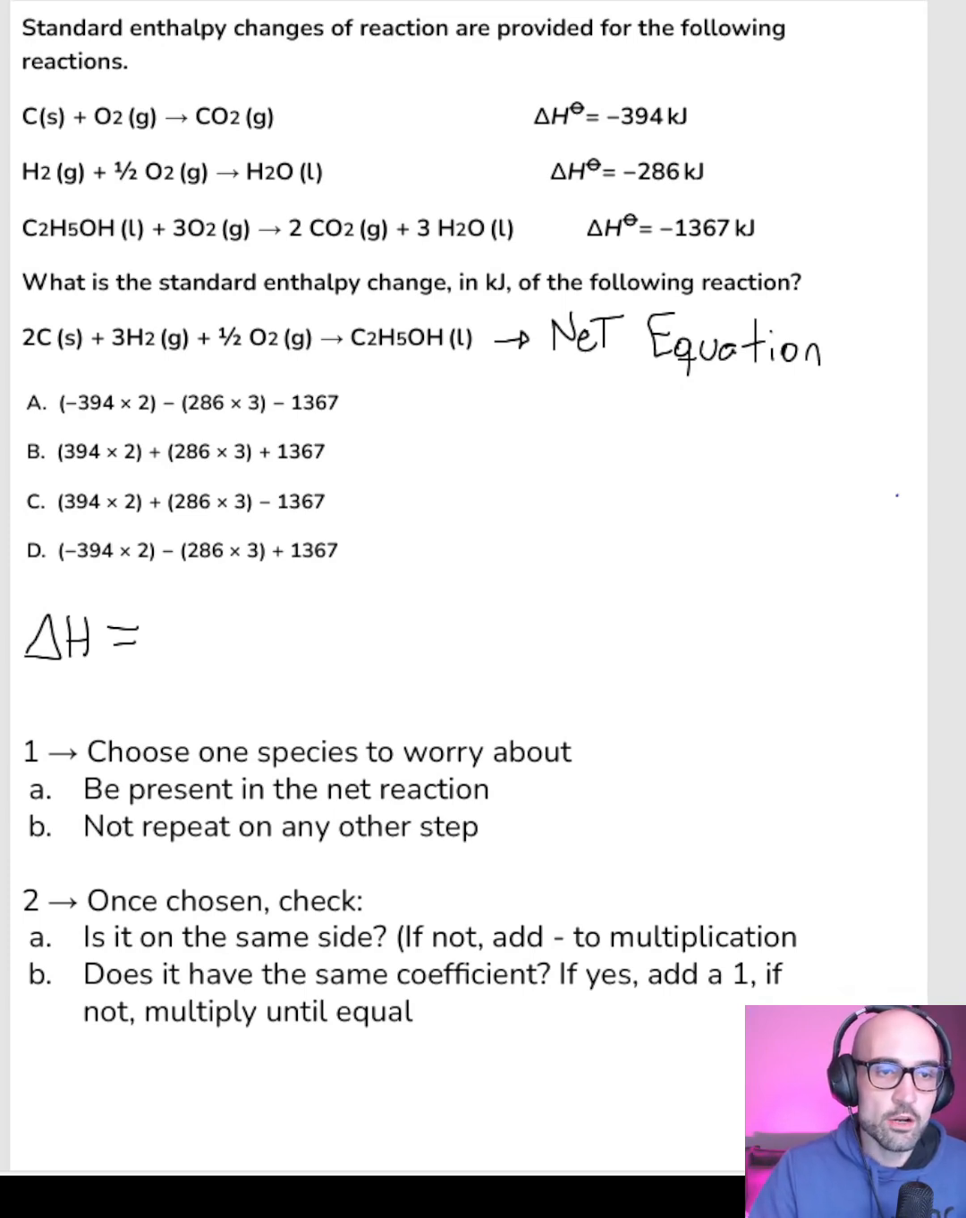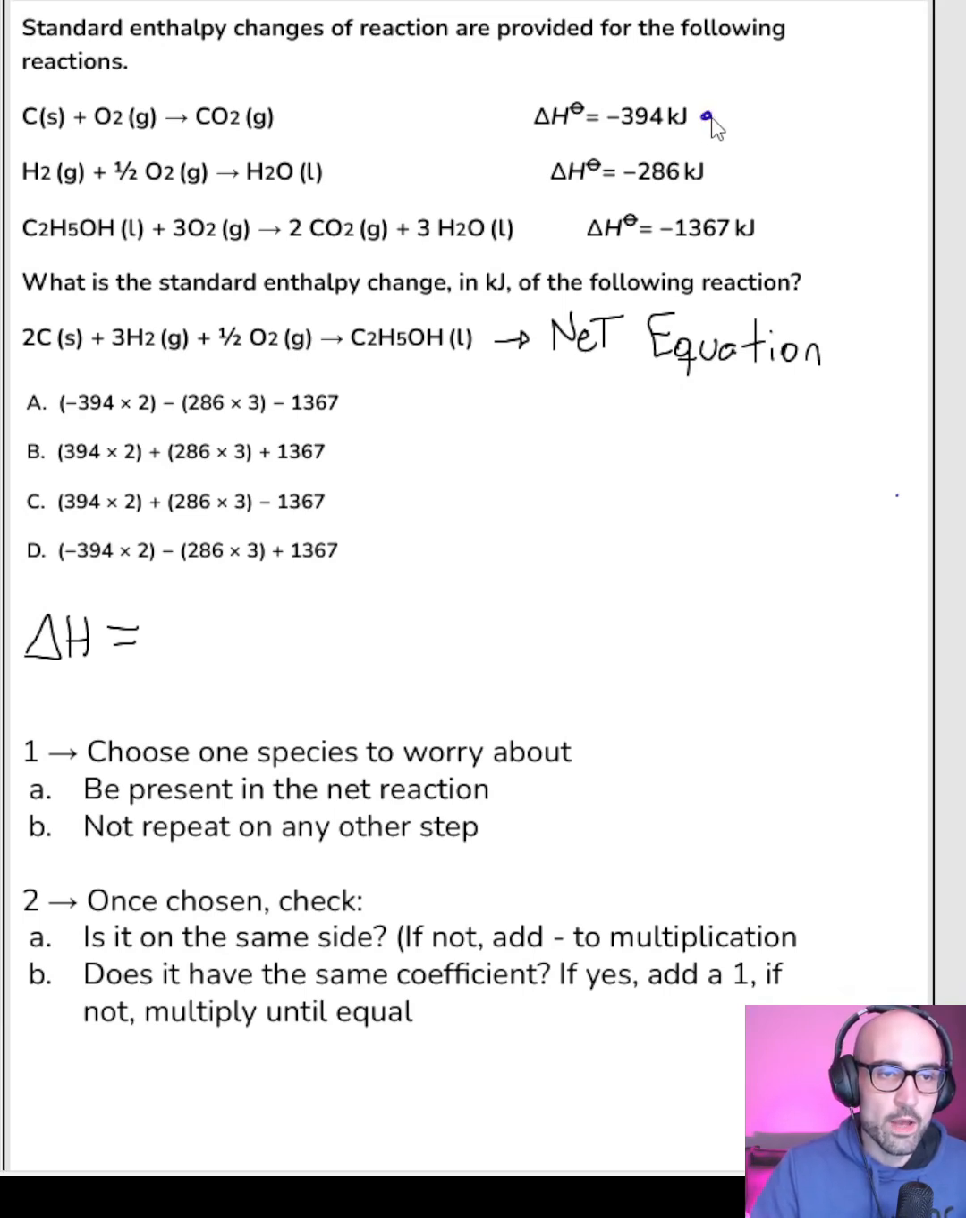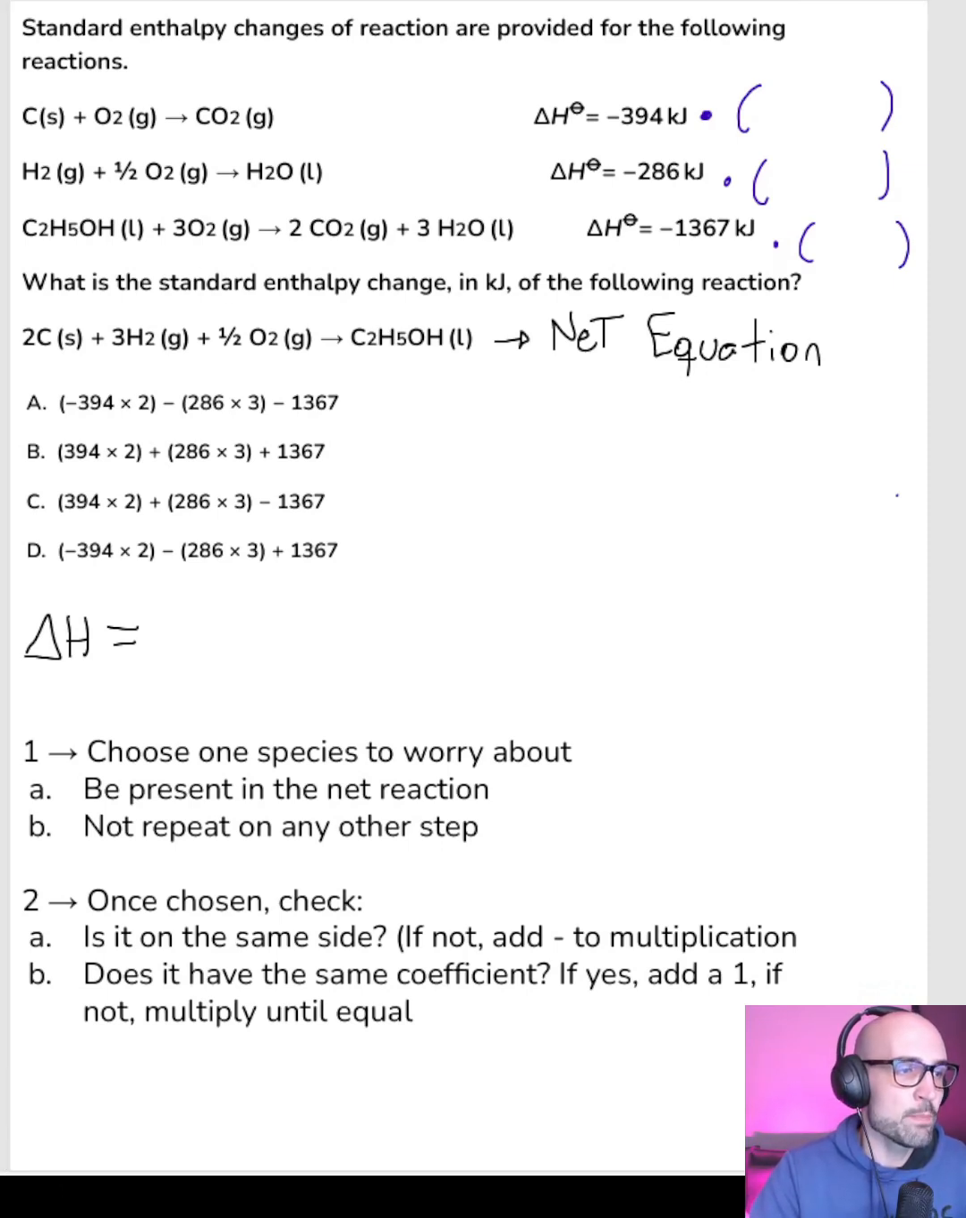So the first thing you're going to do is next to every single delta H, you're going to write a multiplication sign and you're going to write a parentheses. So multiplication sign, parentheses, multiplication sign, parentheses. And don't worry, we're going to fill in these parentheses soon with very specific, easy to follow criteria. So here's the deal. First, let's pick our species, okay? And they could be anywhere in the step, right?